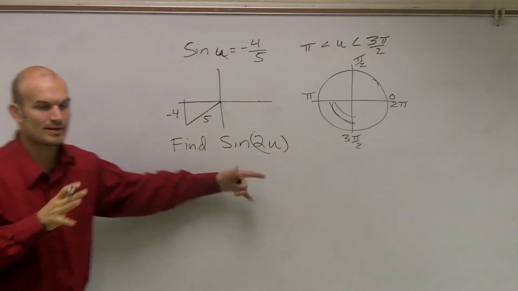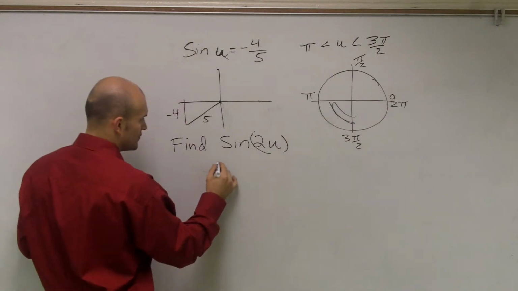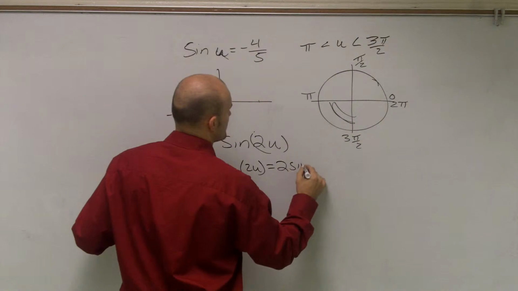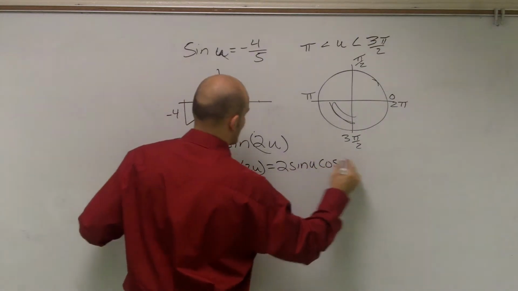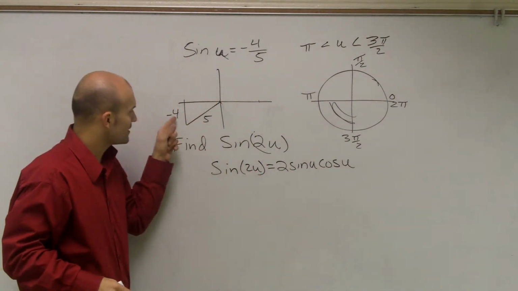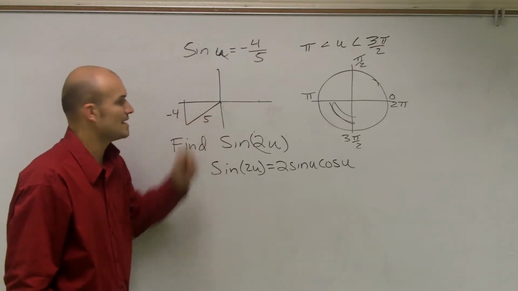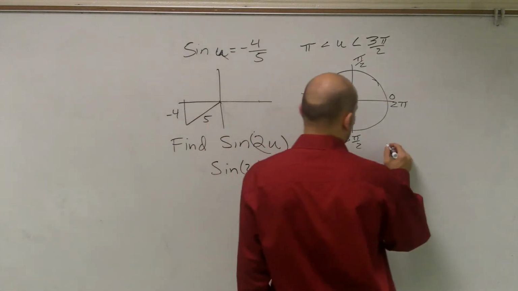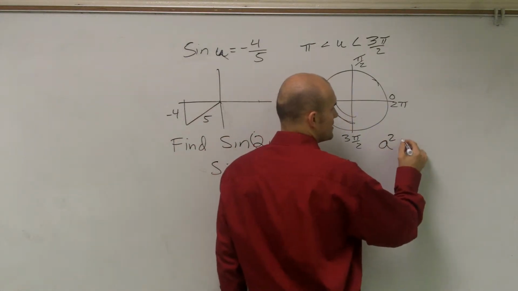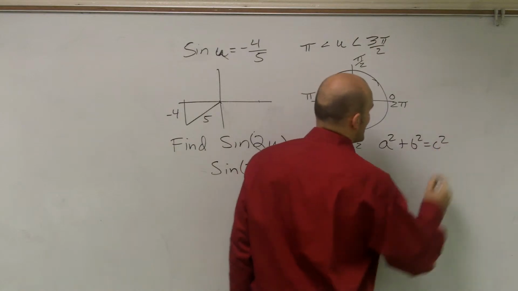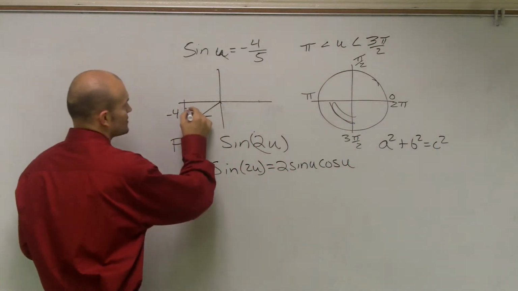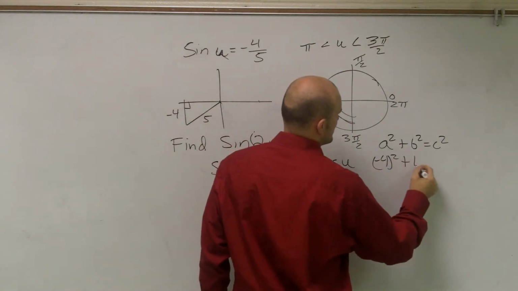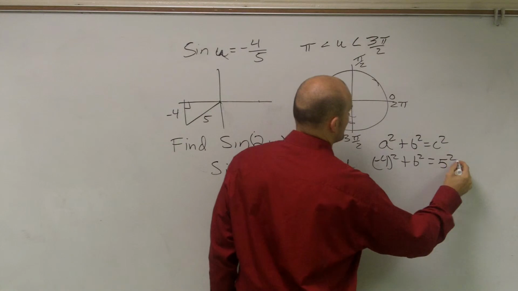So remember, when using my formulas, I look for the sine of 2u. The double angle formula for sine is equal to 2 sine of u times cosine of u. Now, here I have the opposite and the hypotenuse, but I do not have the adjacent side. So I'm going to have to use Pythagoras' theorem to figure out the adjacent side. Remember, Pythagoras' theorem says your leg squared plus your other leg squared equals your hypotenuse squared. Here's my right triangle, here's my leg, here's my other leg, so I have -4 squared plus b squared equals 5 squared.